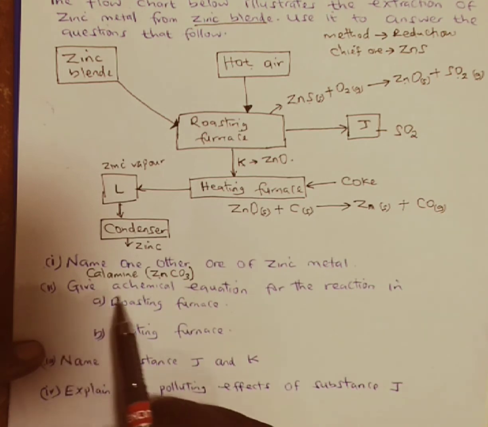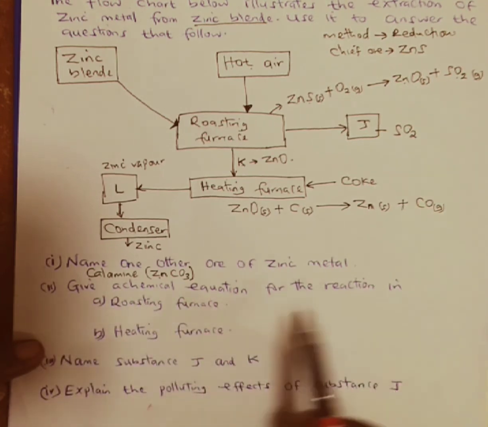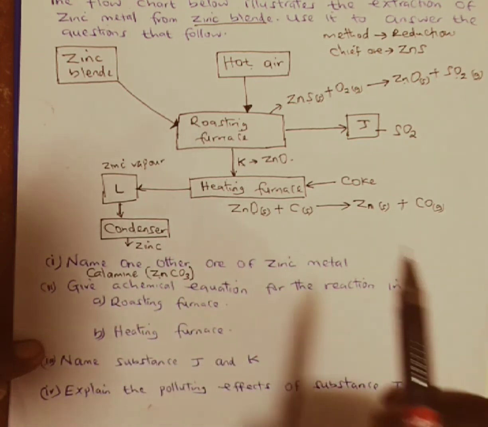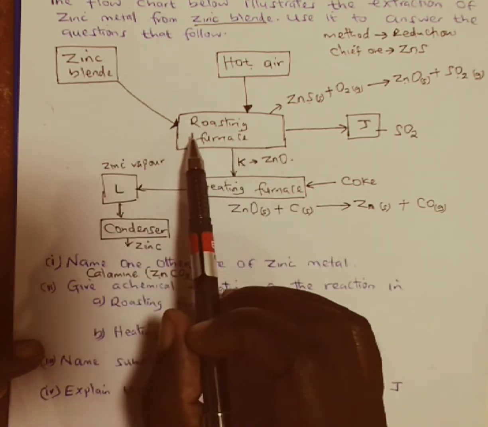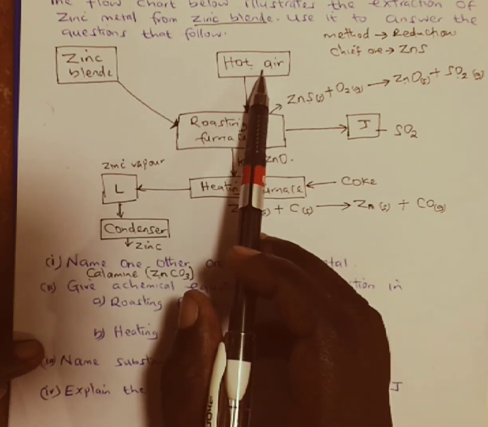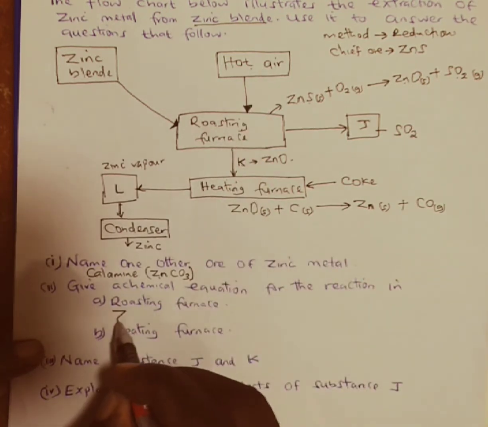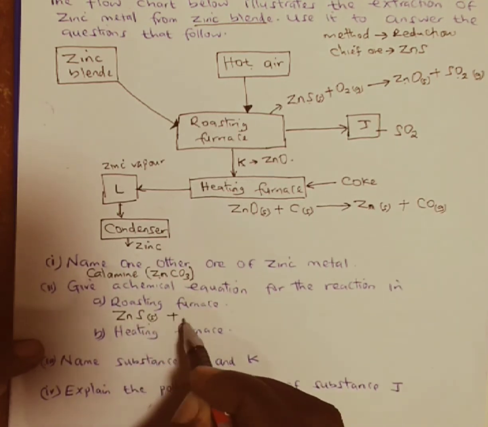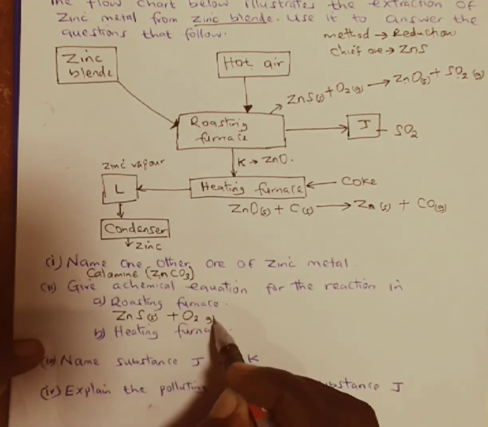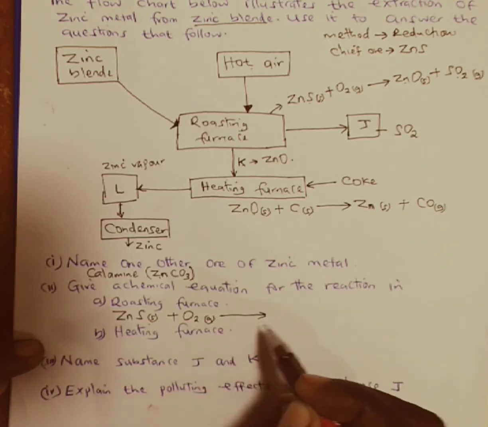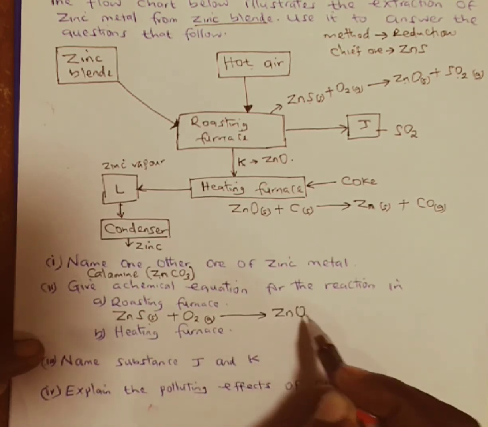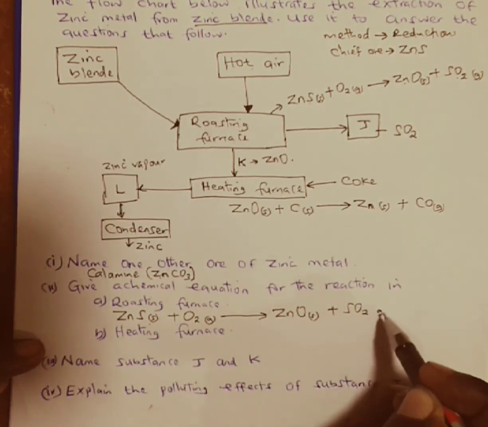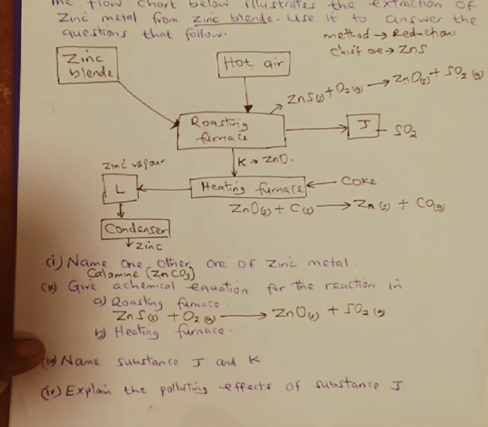Roman 2, give a chemical equation for the reaction in the roasting furnace. We have already done that. In the roasting furnace is where we have zinc blende being burnt in air. We have zinc sulfide, which is a solid, being reacted with air, which is oxygen, for us to get the zinc oxide plus sulfur 4 oxide, which is a gas.